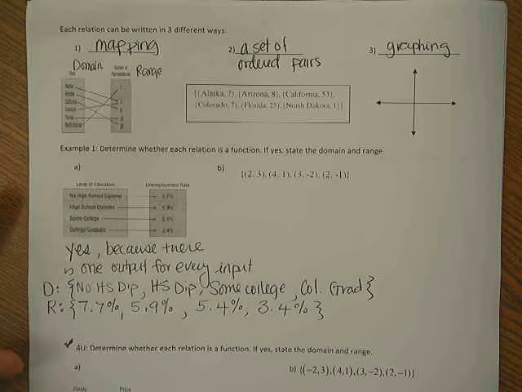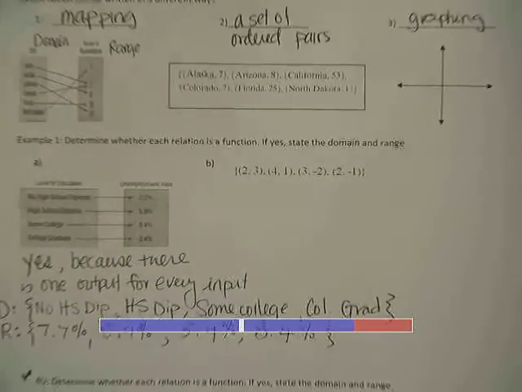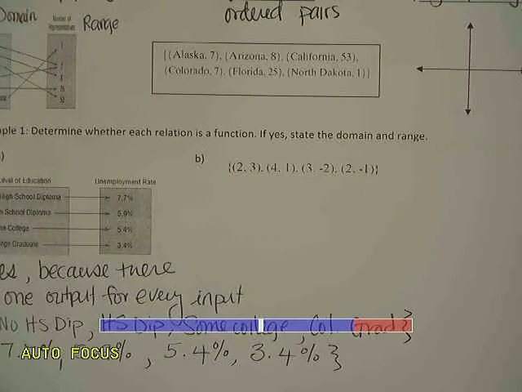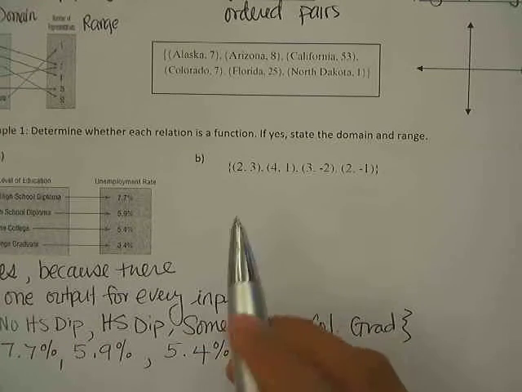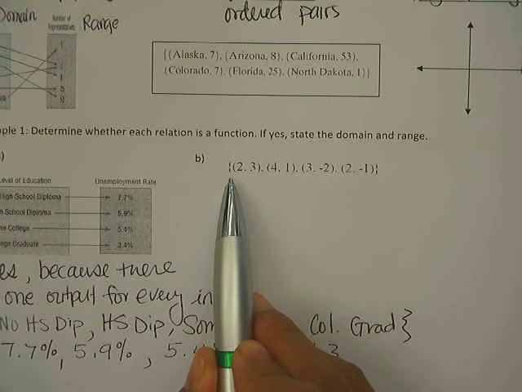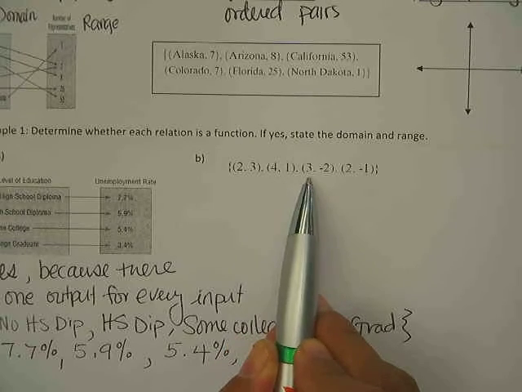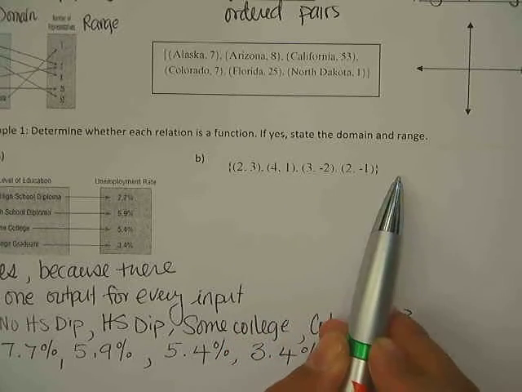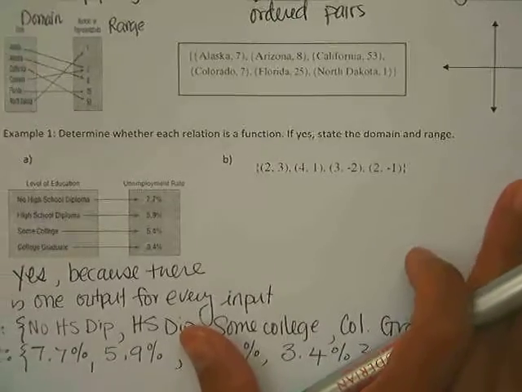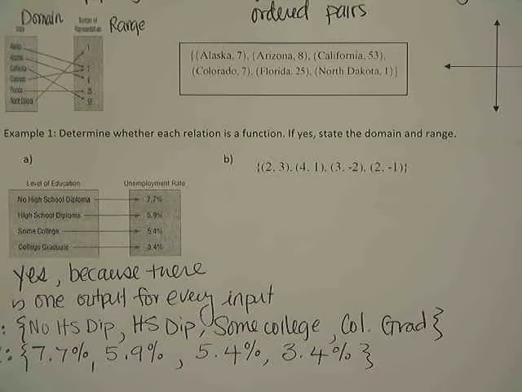All right. Let's move on to example B. Example B is written as a set of ordered pairs. So we got the pairs (2, 3), (4, 1), (3, -2), and (2, -1). So the first part of the question is, can you tell me if this is a function or not?